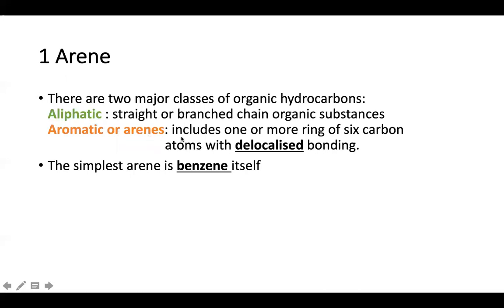Aromatic or arenes is a group that has one or more ring of 6 carbon atoms with delocalized bonding. So I will explain what delocalized bonding means later on. The simplest member of the arene or the aromatic compounds is your benzene. Okay, benzene has the formula C6H6, 6 carbon atoms closed in a ring, connected in a ring of a hexagon, and then there are 6 hydrogen atoms.